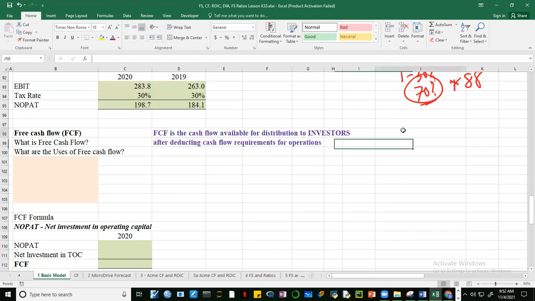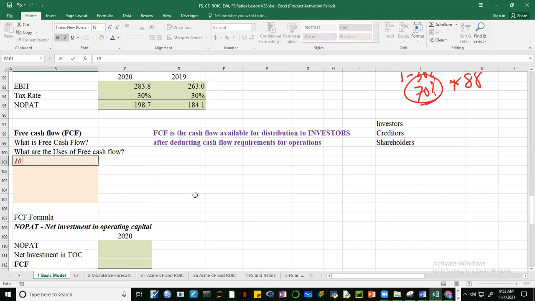To whom? To investors. And we defined, if you recall guys, investors to be either creditors or shareholders. So we say that the free cash flow is the cash flow available to distribute to creditors and shareholders after we have deducted cash flow requirements for operations. So let's identify five uses of free cash flow based on the definition that we have on the right side here. Can you identify any? Any volunteer?